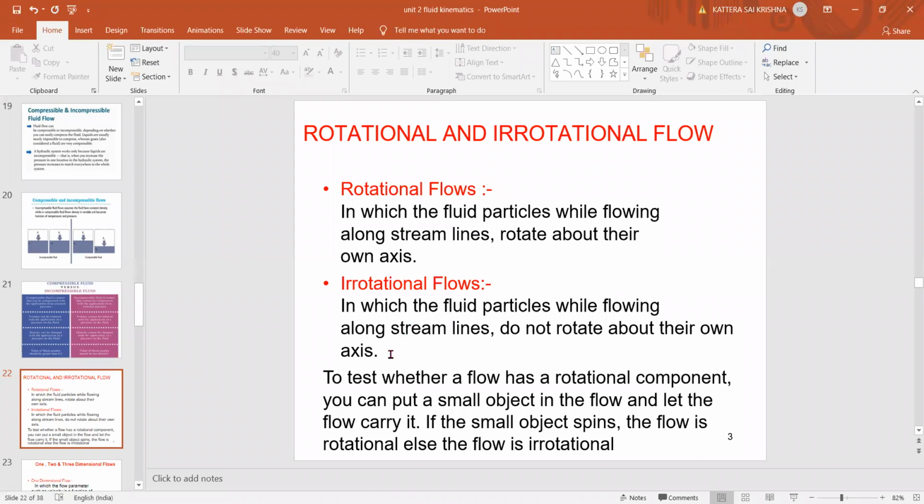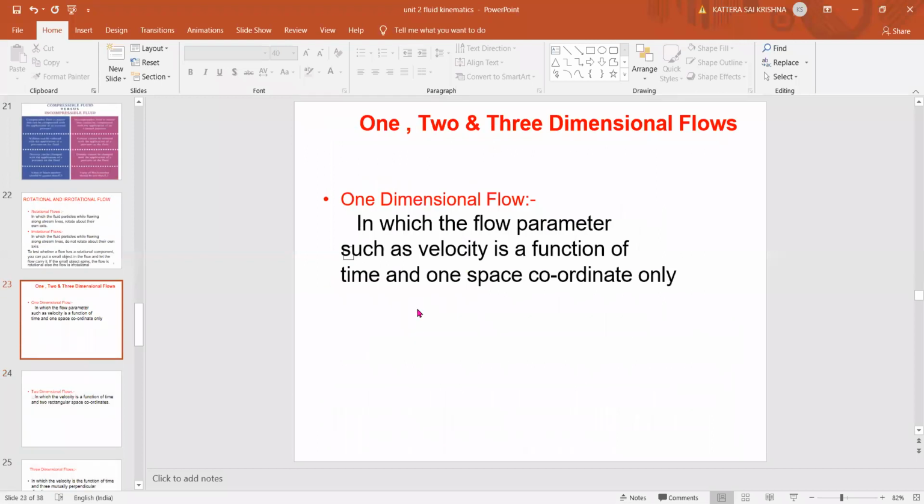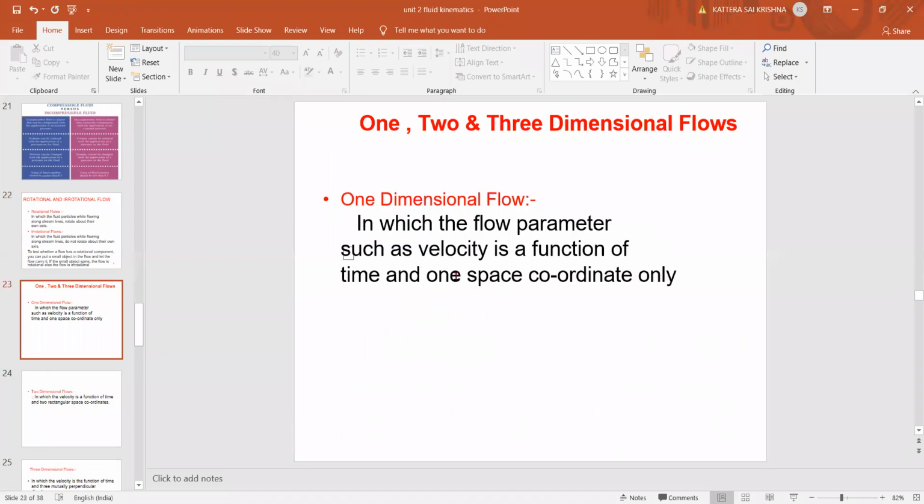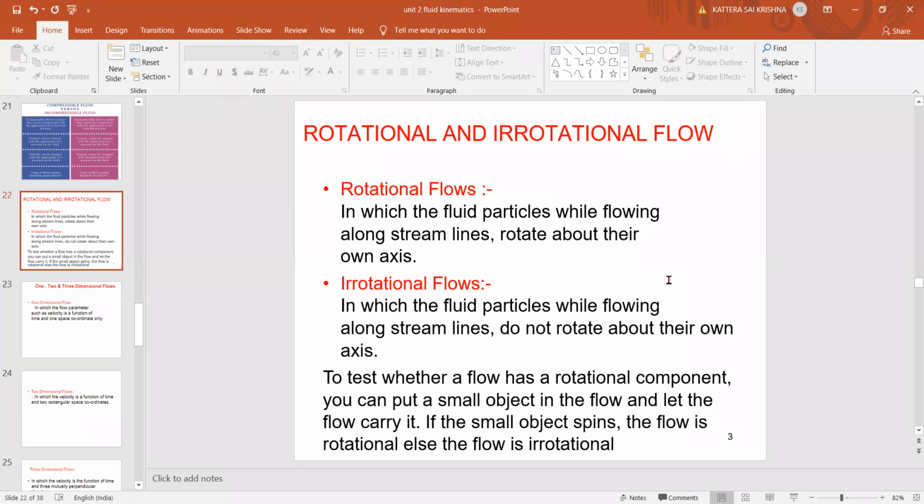Next, we'll come to irrotational flow. The fluid particles, while flowing along the streamline, don't rotate about their own axis. That is irrotational flow. So these are the types of flows which we have seen up to now. The last ones left are one-dimensional flow, two-dimensional flow, and three-dimensional flow. You can write down rotational flow and irrotational flow.